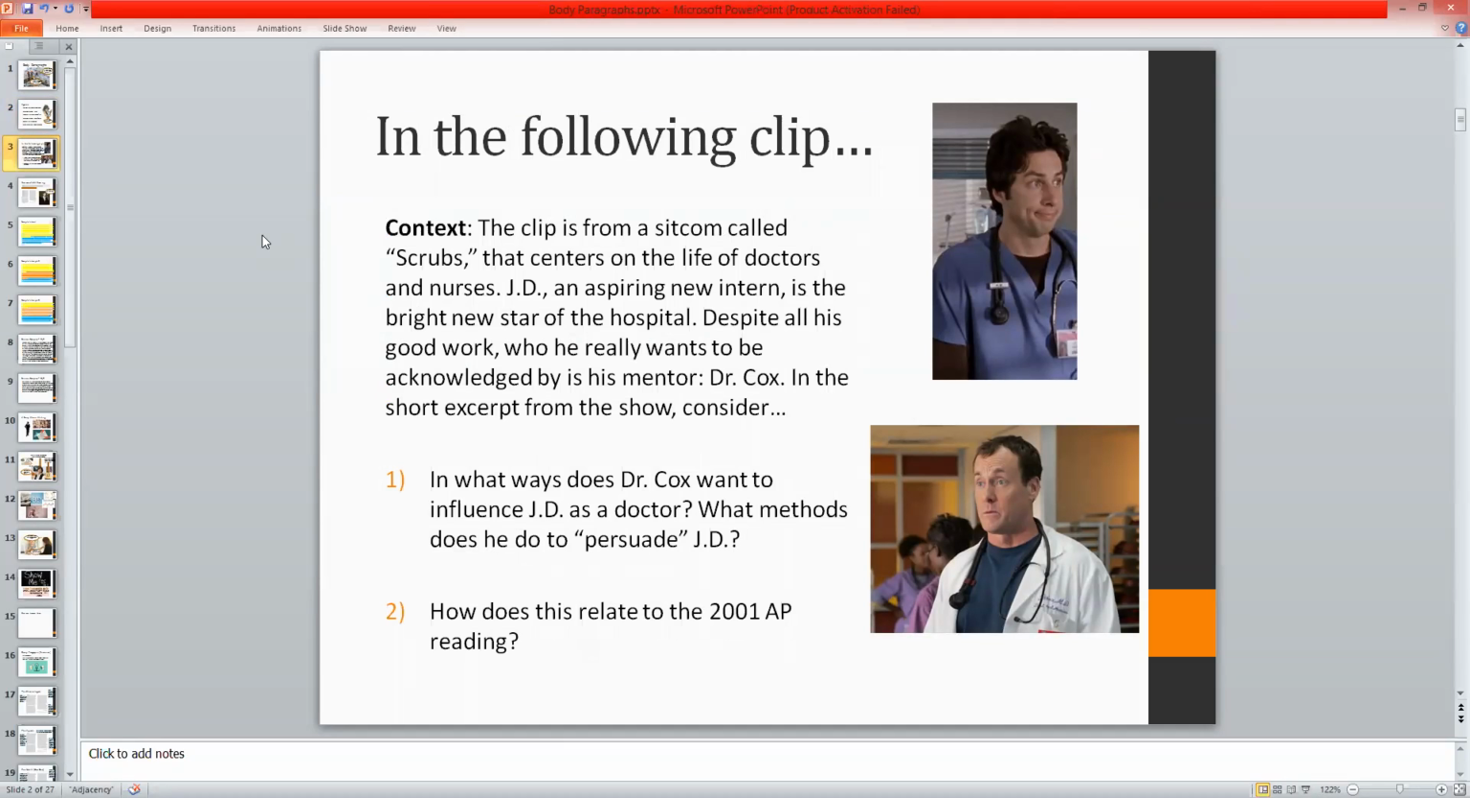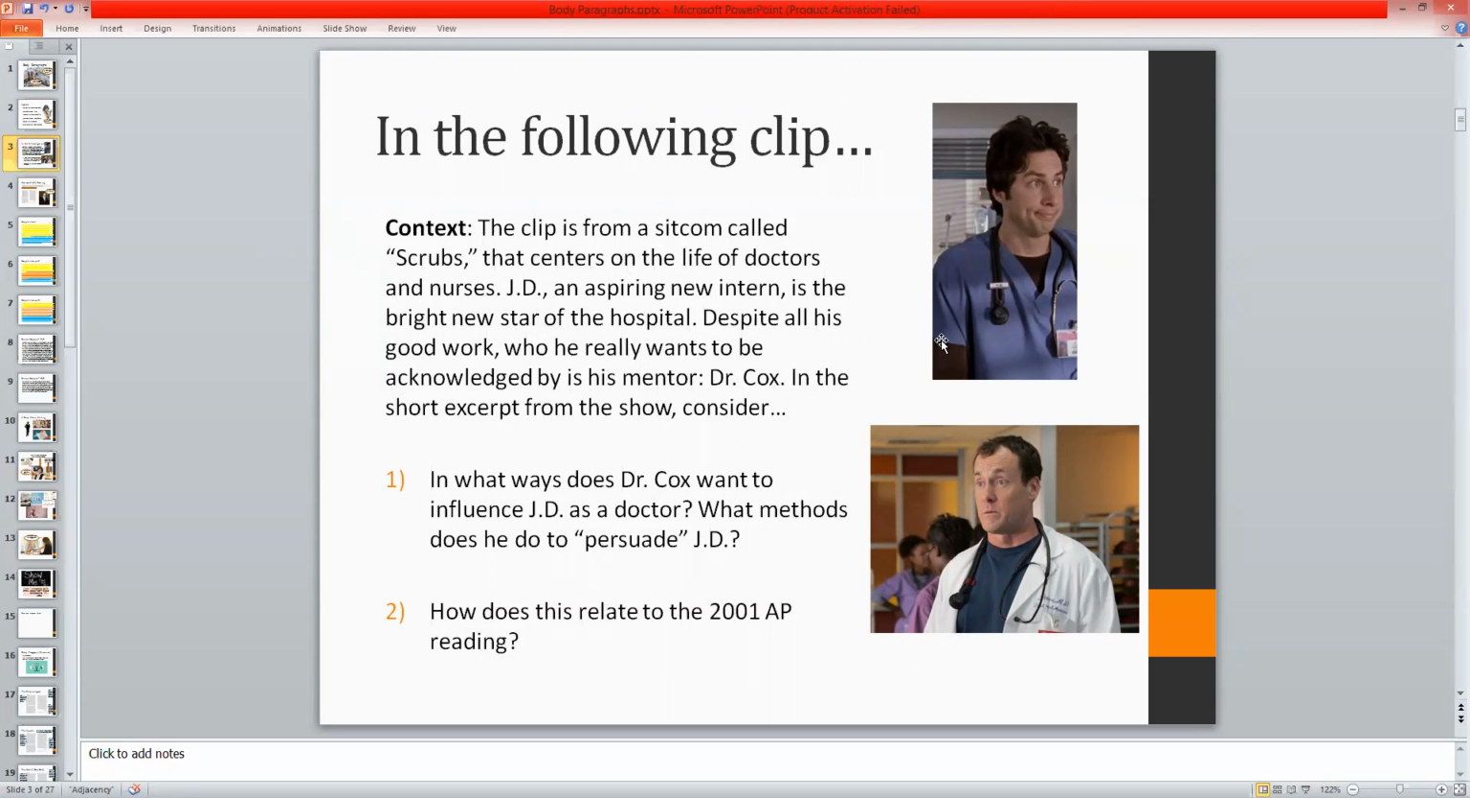So the following clip is no more than 2 minutes or so, and it's from a sitcom called Scrubs. And Scrubs is all about the life of doctors and nurses, and it's supposed to be humorous, but it also has these undertones of seriousness to make a point here. So to start off in terms of the context here, JD, the guy on the very top over here, this kind of goofy looking guy, he's an aspiring new intern. He's the bright new star of the hospital. He's basically the success story, despite the fact he's so goofy as a young kid, right?